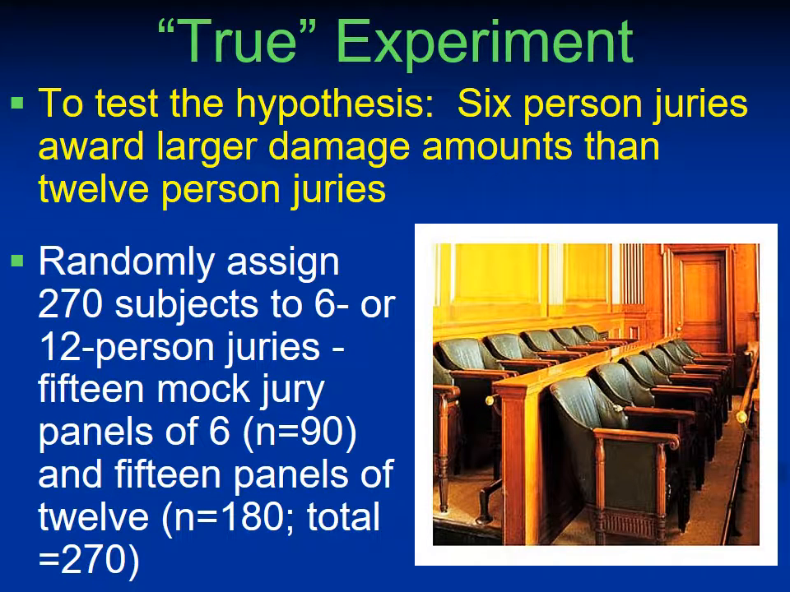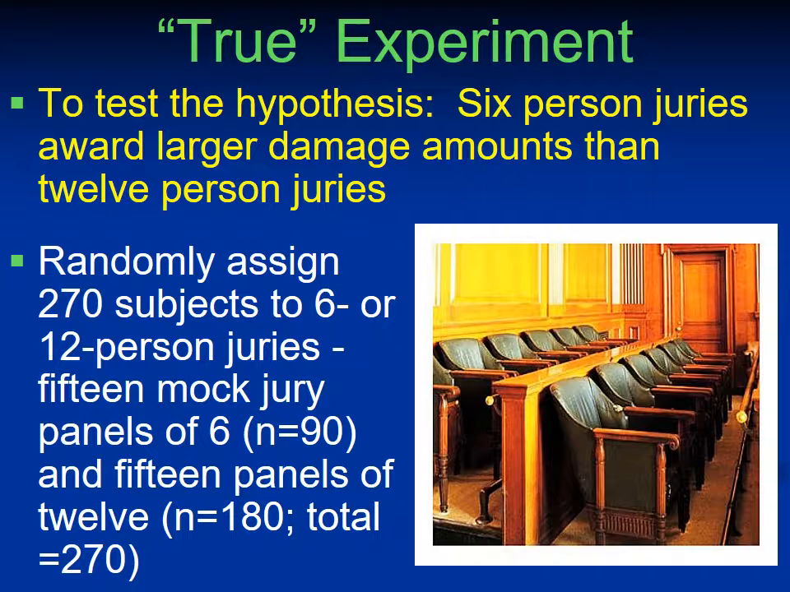So in designing an experiment to test this 6 versus 12 juror hypothesis, maybe we could set up 15 mock jury panels of 6. That would take 90 subjects, right? And 15 mock jury panels of 12, that would take 180 subjects. So we would need 270 research mock jurors here, and we'd be randomly assigning them to their respective groups.